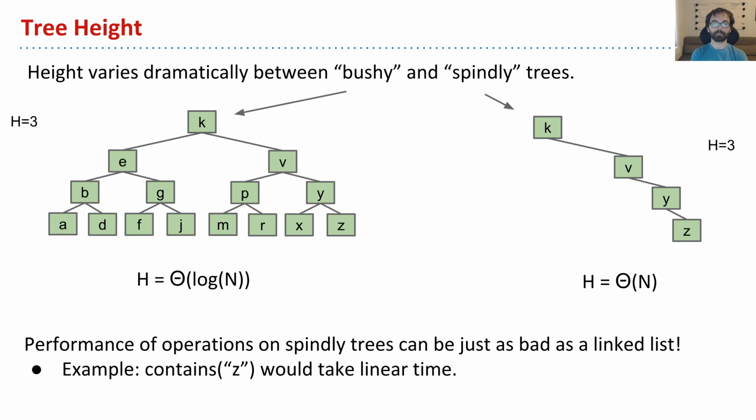Now this is really important for real-world performance. With a tree like this, the time to do a contains operation, because it's bushy, we can very rapidly get to any leaf. But the spindly tree has basically degenerated into a linked list, which isn't so great.